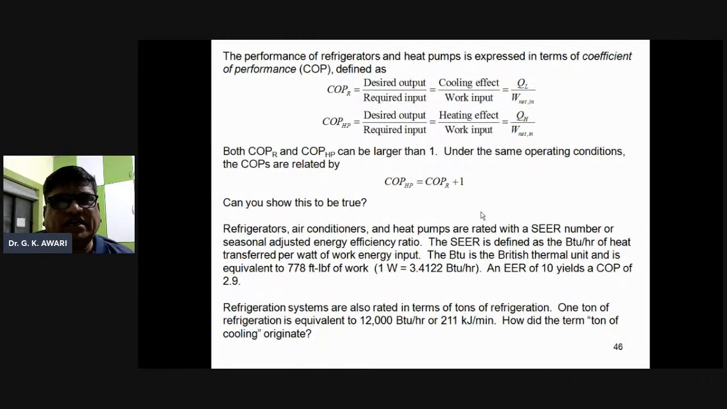Now look at the COP of the refrigeration cycle and the COP of the heat pump. The COP of the refrigerator is desired output divided by required input, and the COP of the heat pump is also desired output divided by required input. Refrigeration systems are also rated in terms of tons of refrigeration. One ton of refrigeration is equivalent to 12,000 BTU per hour or 211 kilojoules per minute.